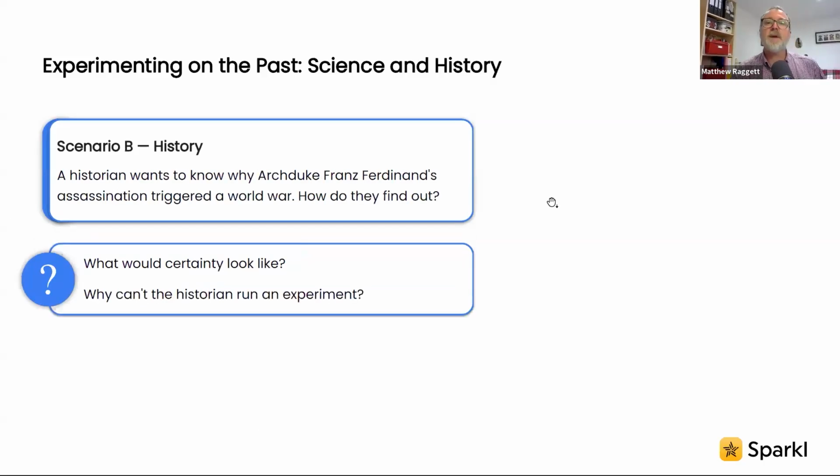Now, let's have a think about the next scenario. Let's imagine that a historian wants to know why Archduke Ferdinand's assassination triggered a world war. How do they go about finding this out? What does certainty look like here? And why can't the historian just run an experiment? What are they actually going to do? Tell me about the historian's approach.